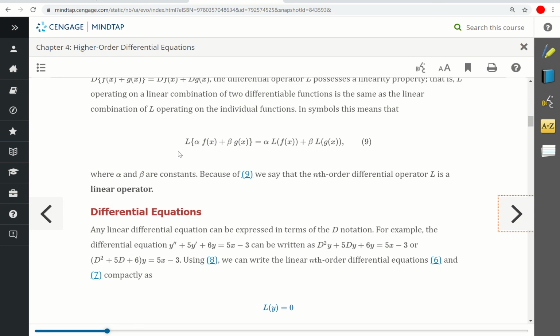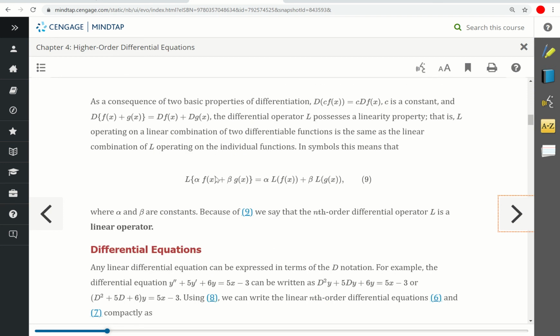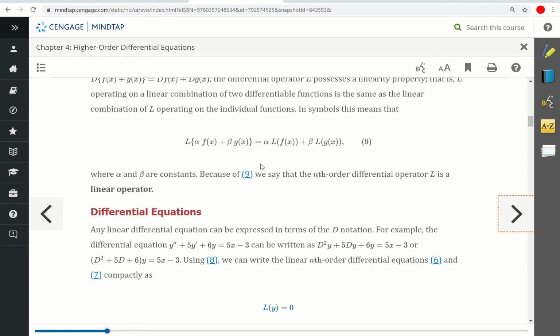And then more generally, let's suppose some constants alpha and beta, applying our rules from above, this is simply going to be the constant alpha times L of f of x plus some constant beta times L of g of x. This is what it means for an operator to be linear. So if you have an operator that satisfies condition 9, we refer to it as a linear operator.